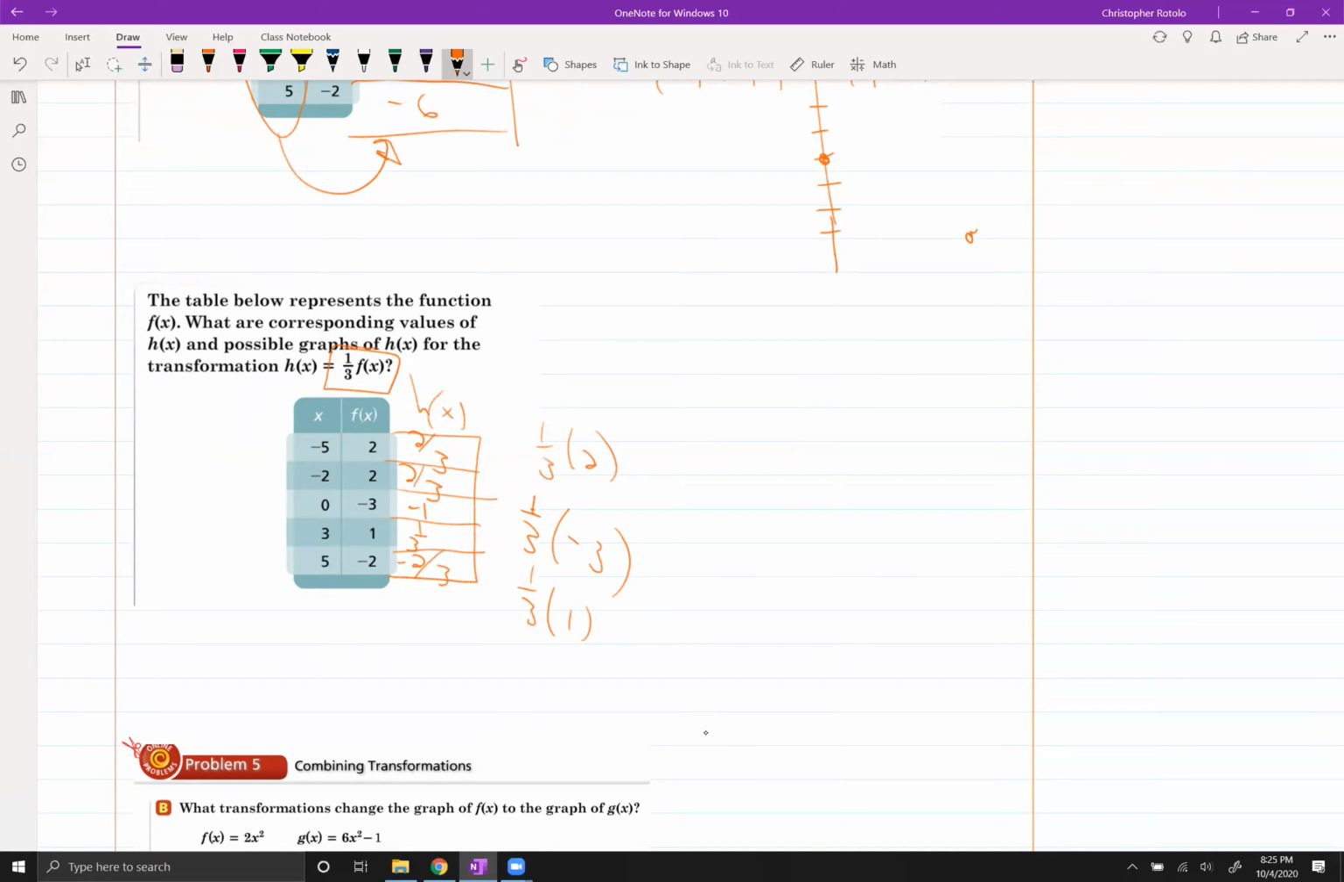So we've taken all these points and we've shrunk them down. That's why we call this a vertical compression of 1/3 in this case, because all the points, instead of being much taller, are going to be a lot shorter.